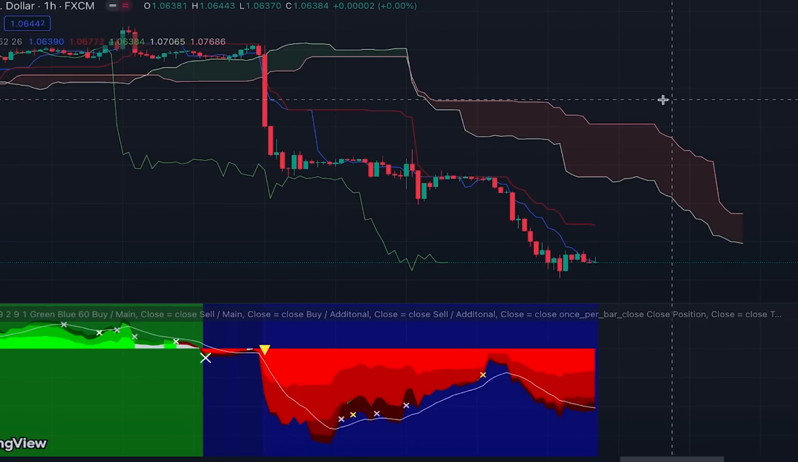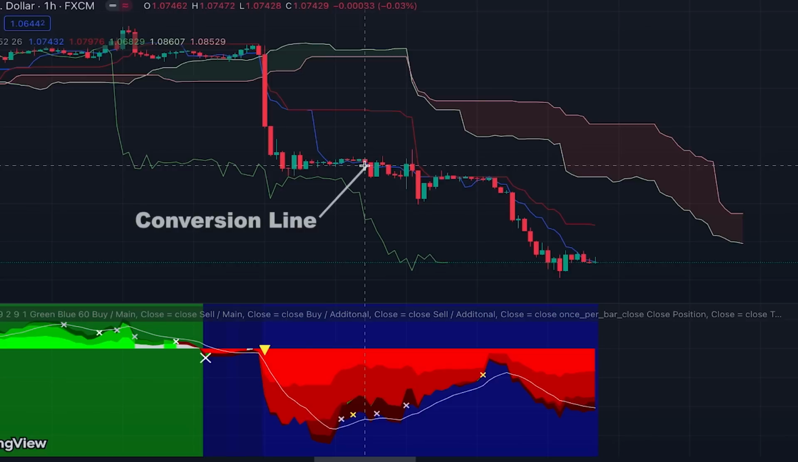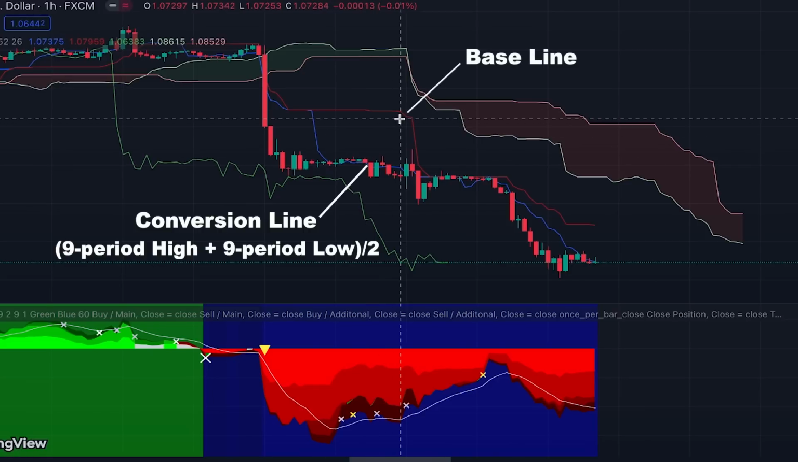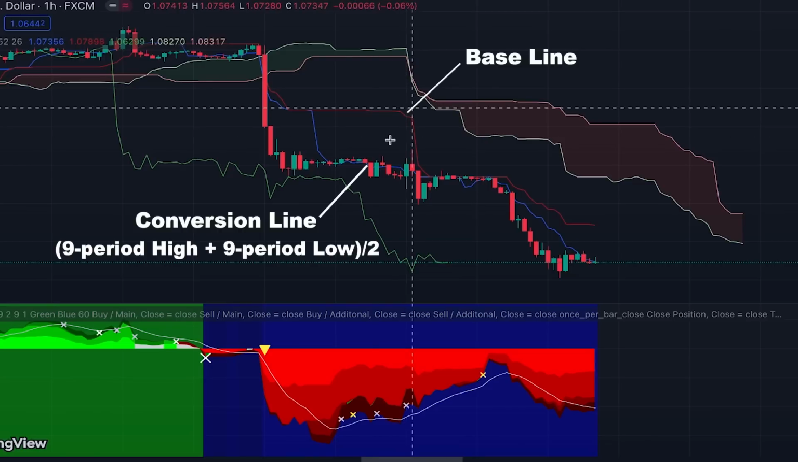Each of these lines and shapes has a Japanese name, but in this video we use the translated English words. This blue line, which is the fastest line among the others and moves very closely to the price action, is called the conversion line. The formula for the conversion line is 9 period high plus 9 period low, divided by 2. The red line is called the baseline, and compared to the blue line, it moves slower and stays farther away from the price action.